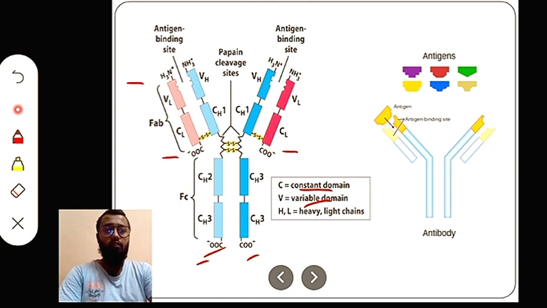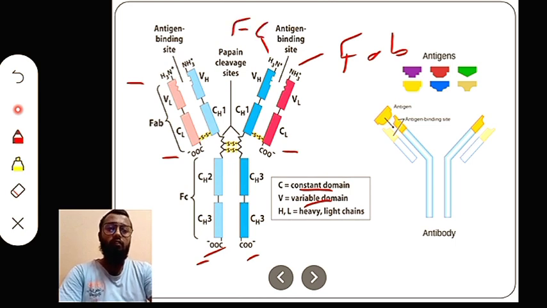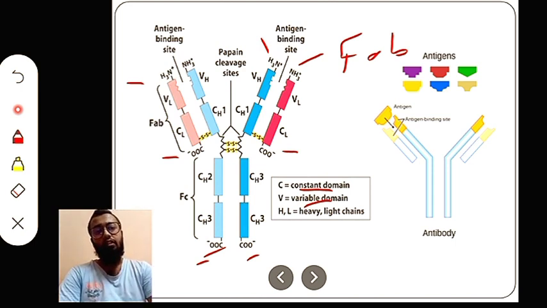This fragment, this part, is called the FAB, the antigen binding fragment, and this is called the FC, or the crystallizable fragment. What the function of these two is, we are going to study in the next slides. But before that, the antibody structure is made up of the hinge region. This is the hinge region, which is also called the joining part of these two chains.